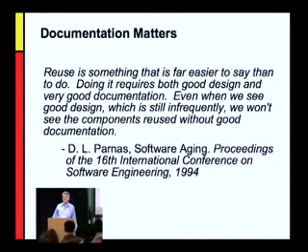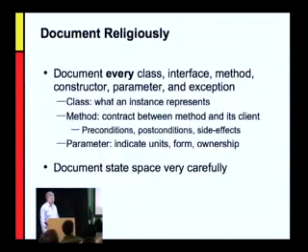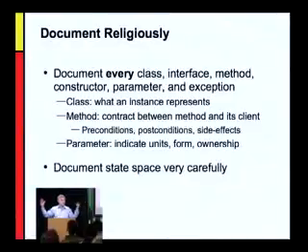And I don't know about you, but when I read that, I get religion. And the only thing I can do then is to document religiously. Document every single class, every interface, every method, every constructor, every parameter, and every exception in my public API. Of course, all of you do that, right? And when you go out on the web, whenever you look at Javadoc, it's always the case that every public or protected method has a Javadoc comment, right?